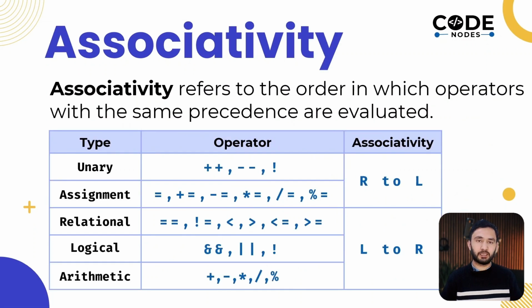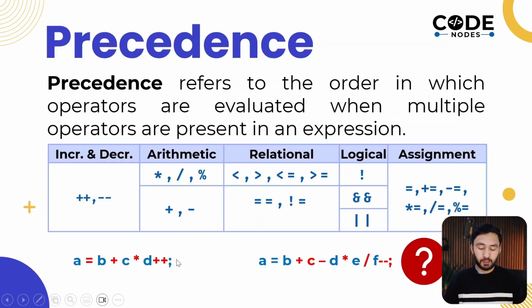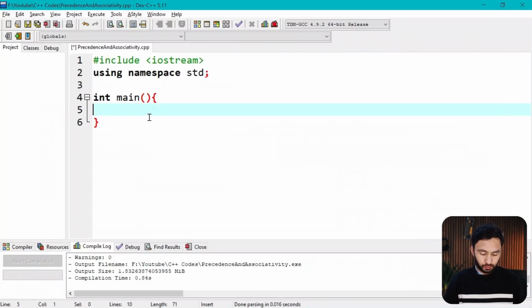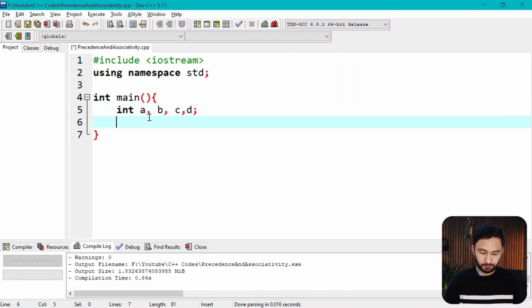Now you understand precedence and associativity. Now let's solve these examples manually and with code, and we will compare our output with the system's. So let me declare the variables A, B, C and D, and we will solve this example 1.